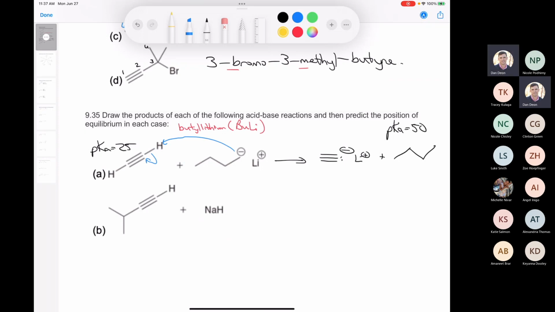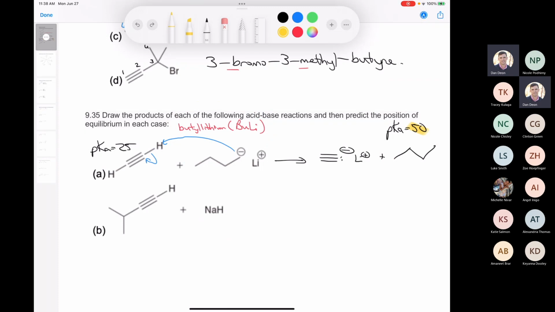Well, what's a higher number? 50 is higher than 25. It's a lot higher when we're talking about logs. We're talking about orders of magnitude of 10, right? Each pKa unit represents an order of 10 or a factor of 10. And so this is a much weaker acid. And so the equilibrium is going to lie to the side of these two, of the lithium acetylide and the butane. So that means that butyllithium is a dandy base for deprotonating a terminal alkyne.